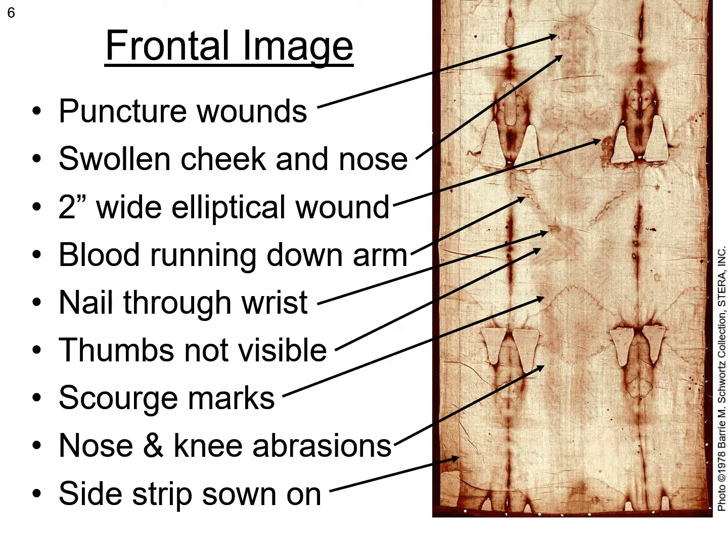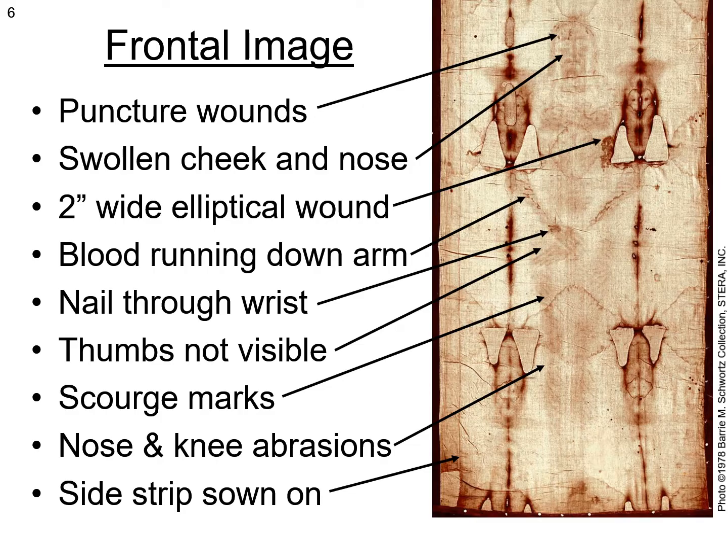The images on the shroud are of a man that was crucified exactly as the books of Matthew, Mark, Luke, and John in the New Testament describe that Jesus was crucified. The front image shows blood from puncture wounds in the scalp, a swollen cheek and bent nose, a 2-inch wide elliptical wound in the side just the size of a Roman thrusting spear, red and clear components running down from the side wound, scourge marks on the chest and legs, and abrasions with dirt in them on the nose and one knee, consistent with one or more falls.